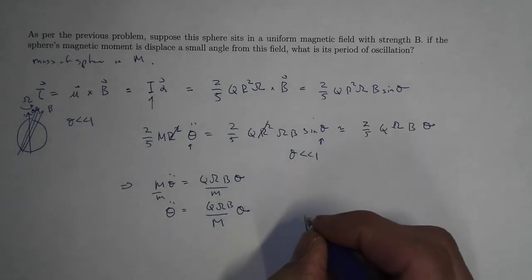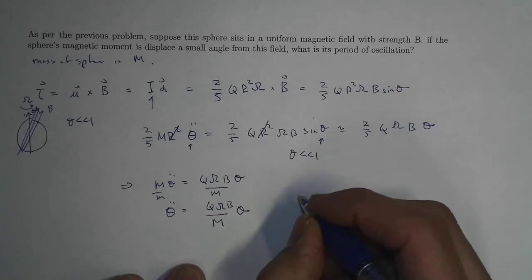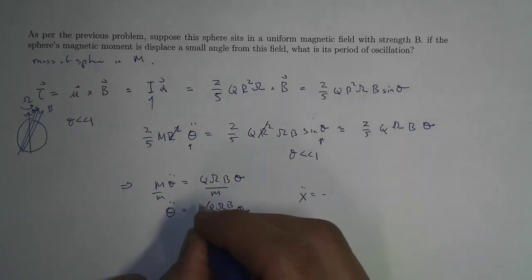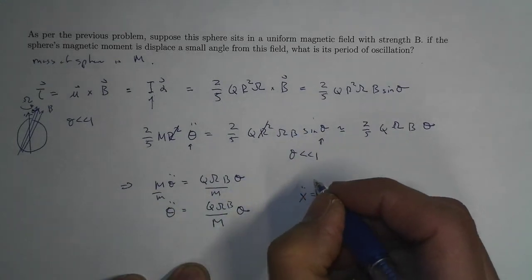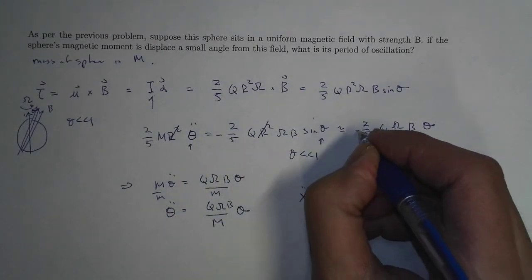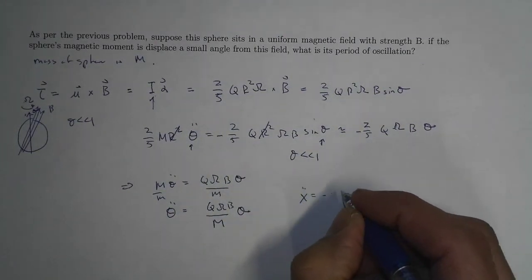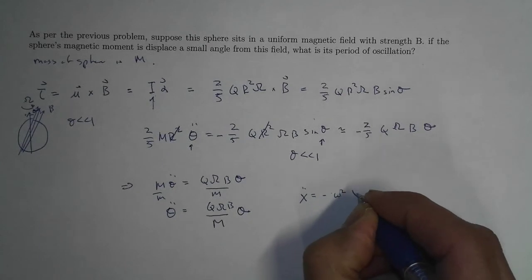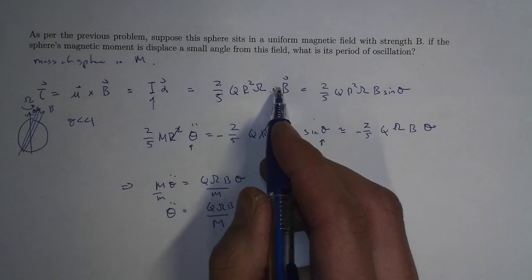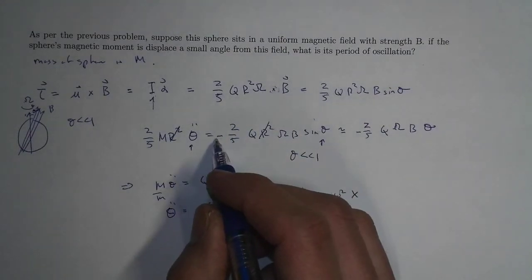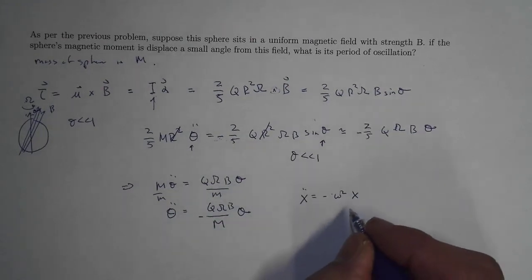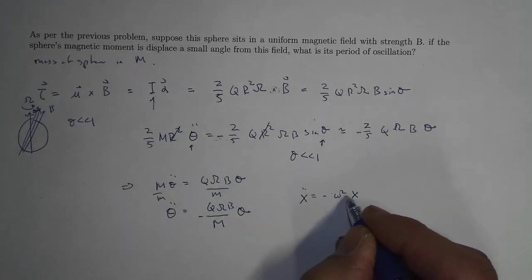Now, recall our simple harmonic oscillator equation. The simple harmonic oscillator was x double dot is equal to minus omega squared x. I have to be careful, there is a minus sign here. The minus sign will come from the cross product, but I'm just not going to worry about it. You can just take my word for it. There should be a minus sign that appears here.